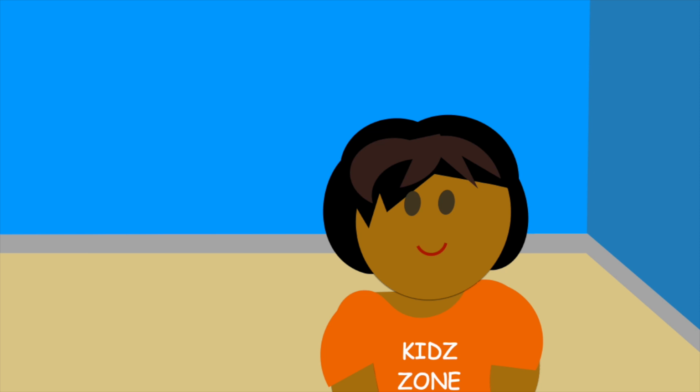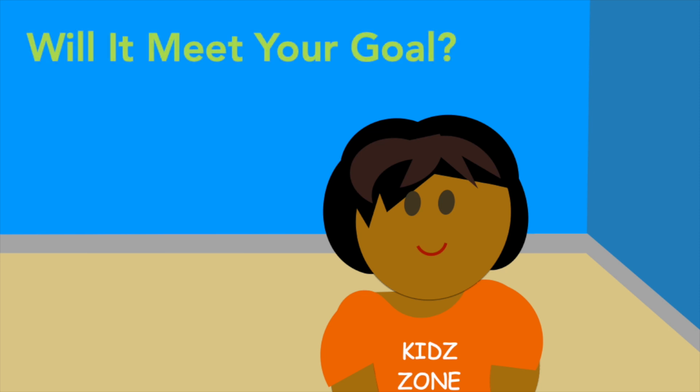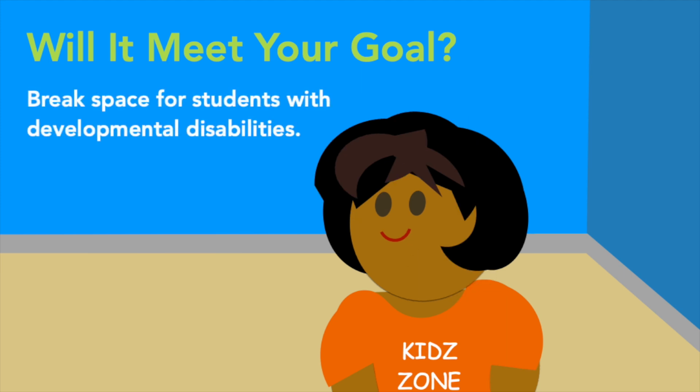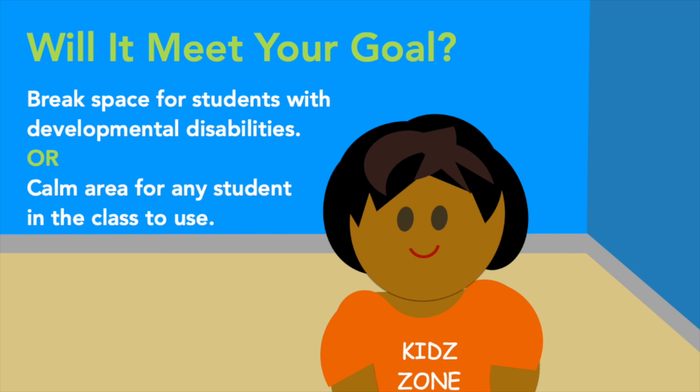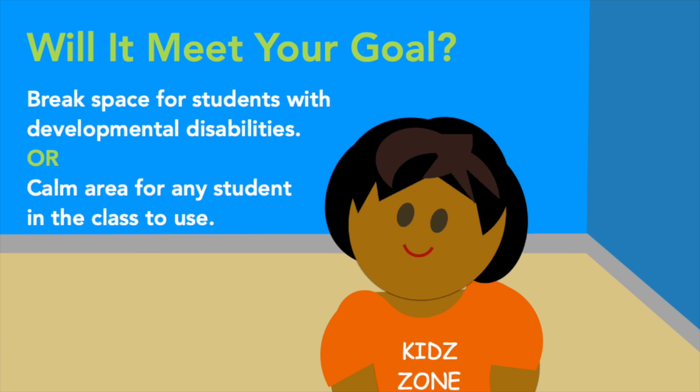The first thing to ask yourself before creating your quiet corner is this: will it meet your goal? A quiet space will help in a lot of situations, but it won't be enough for others. The way to know if it's what you need is by clarifying what is the problem that you're trying to solve. For instance, are you trying to provide a break space for students with developmental disabilities like autism? Or are you trying to provide a calm area for any student in the class to use when needed? These are 2 different goals. While a calm area of the class will be helpful for both, a quiet corner cannot fully meet the needs of students with developmental disabilities in the same way that a sensory break room or resource area can.